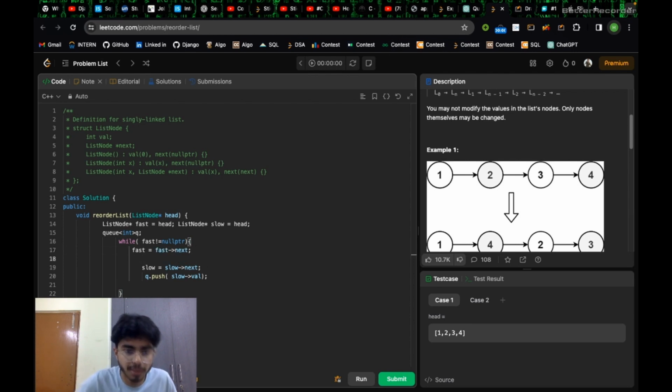Here is a catch: what if fast gets a null pointer here? Definitely we have to break, so we have to put the condition that if it is equal to null, we break. Cool. So up till mid we have got the values in order in the queue.